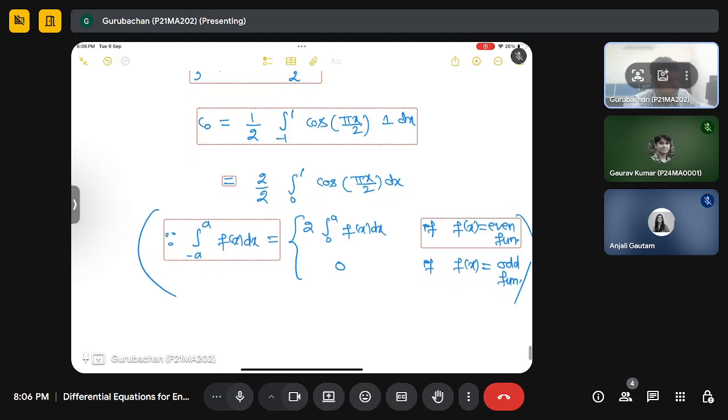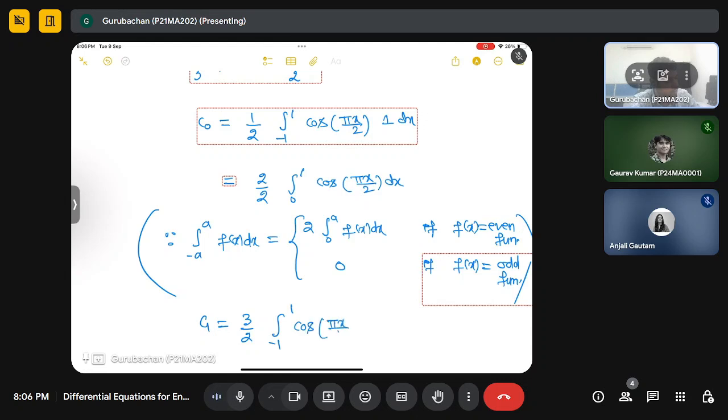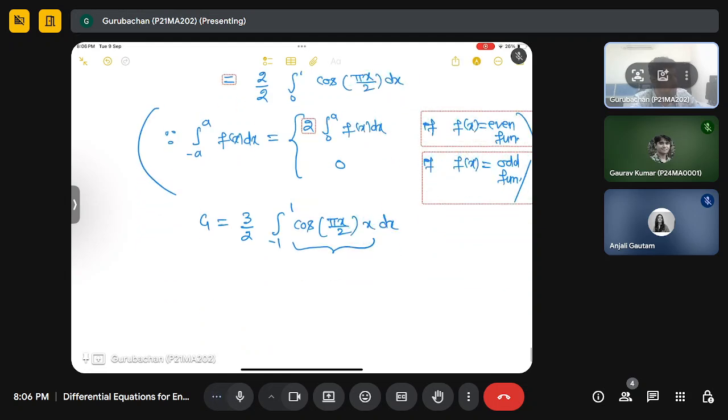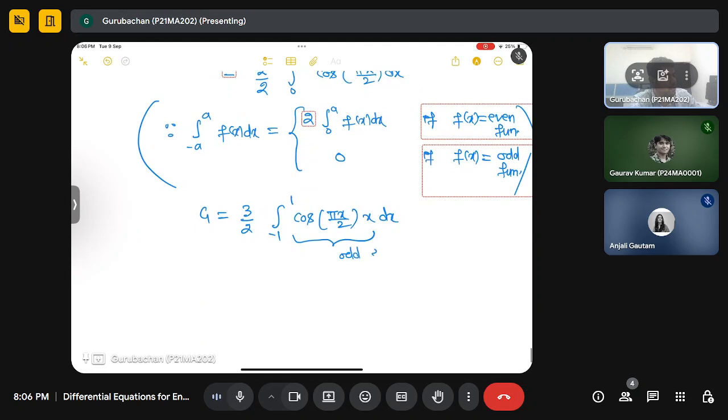So next is c1, (2n+1)/2, that is 3/2, integral from -1 to 1 of cos(πx/2) into x dx. Again, now it's an odd function. So since it's an odd function, this will be 0. Next is c2, (2n+1)/2.